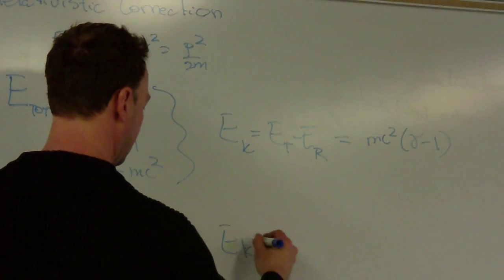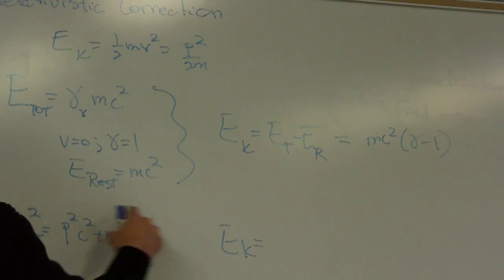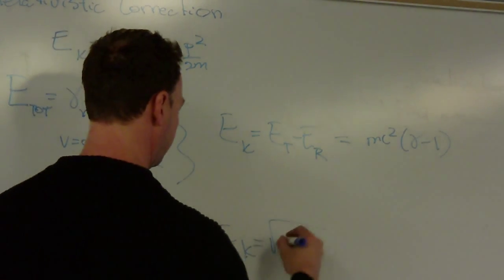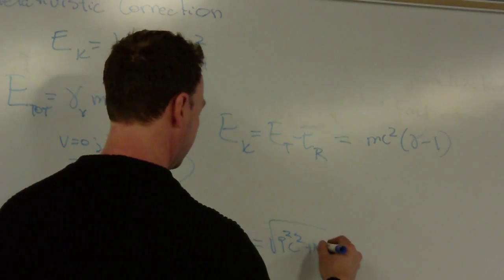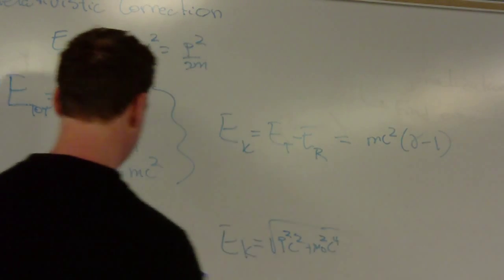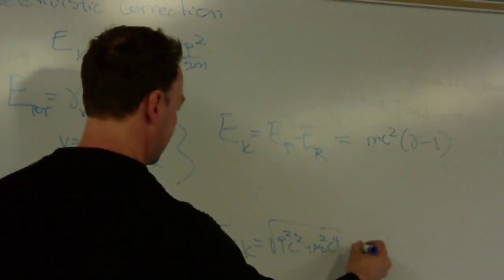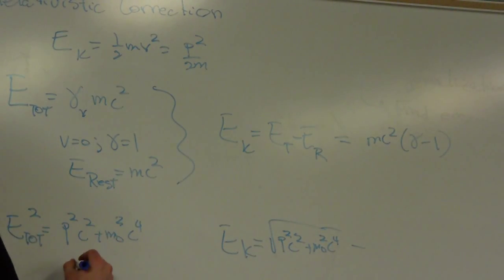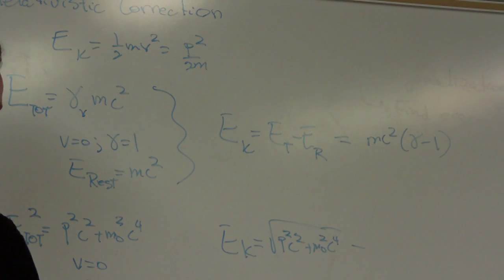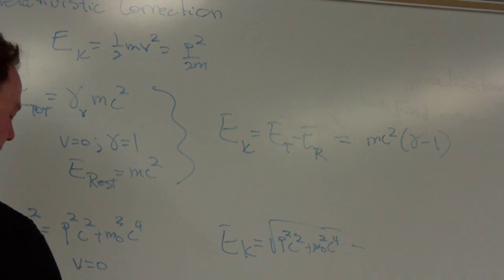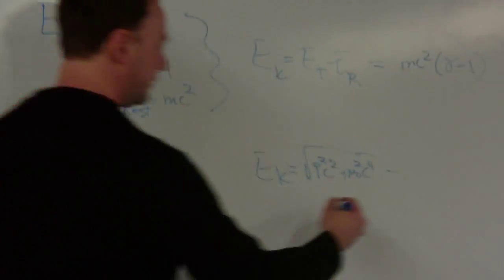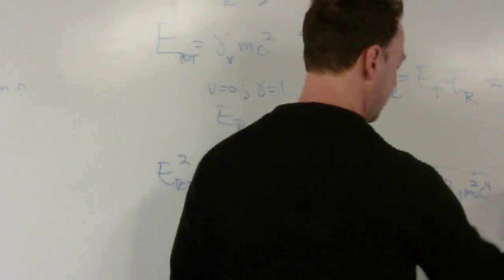Or you could write it like this: EK equals, E total is the square root of this thing, so it's going to be the square root of p squared c squared plus m0 squared c to the fourth. And then minus E rest. So if p equals 0, if v equals 0, then p equals 0. By the way, this is the 3-vector p, this is not the 4-vector p. So then E total equals E rest, which equals the square root of m0 squared c to the fourth, which equals mc squared. So EK also equals this, mc squared.